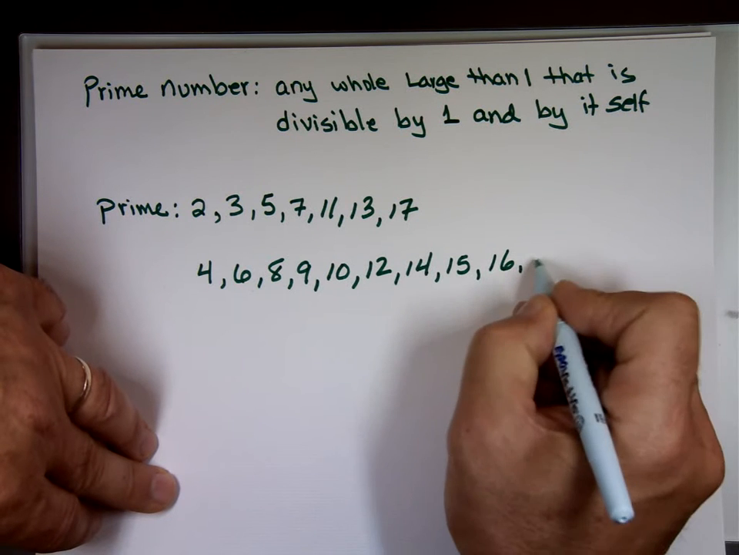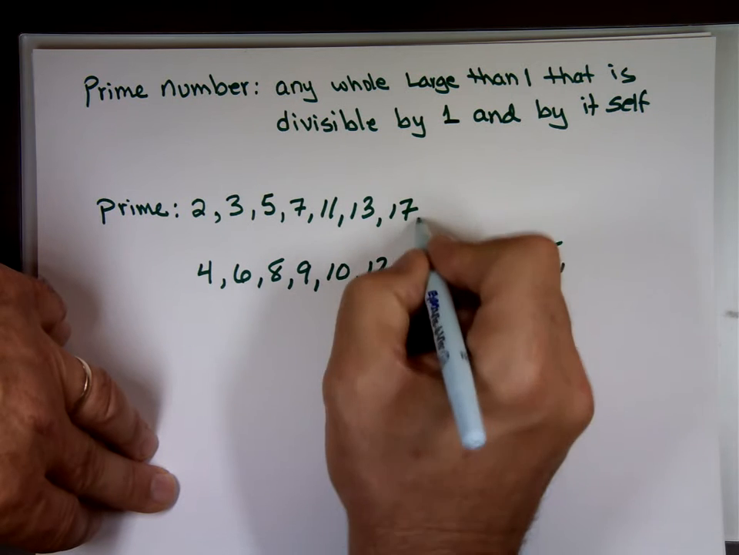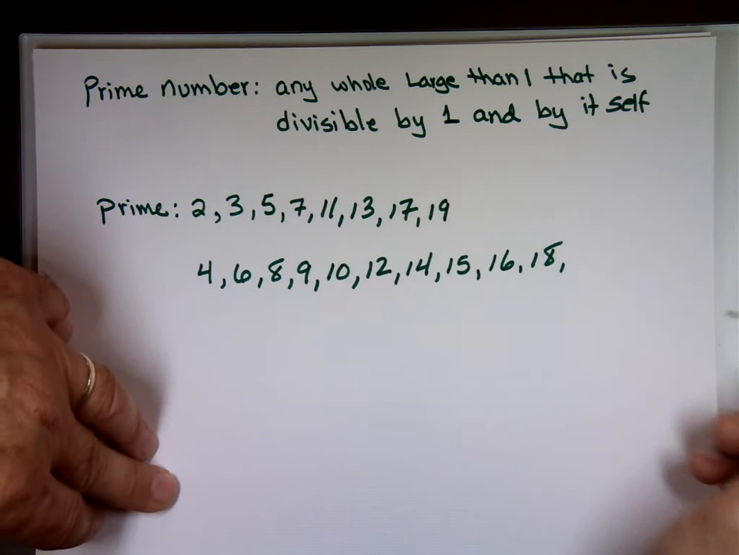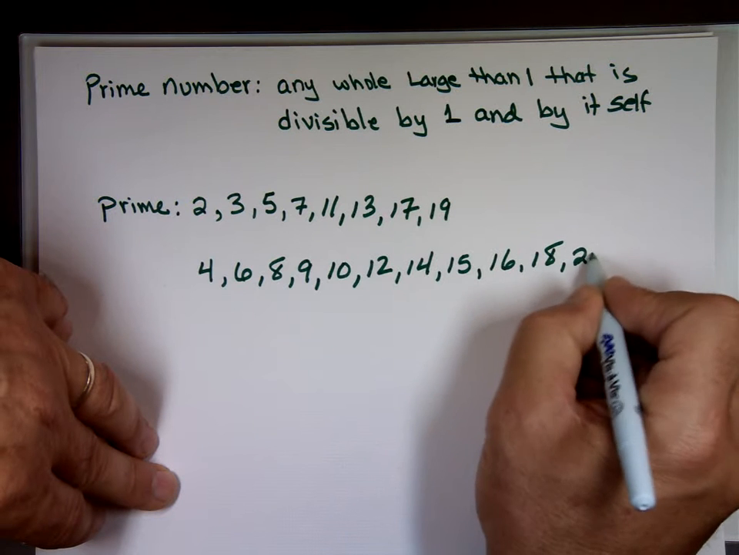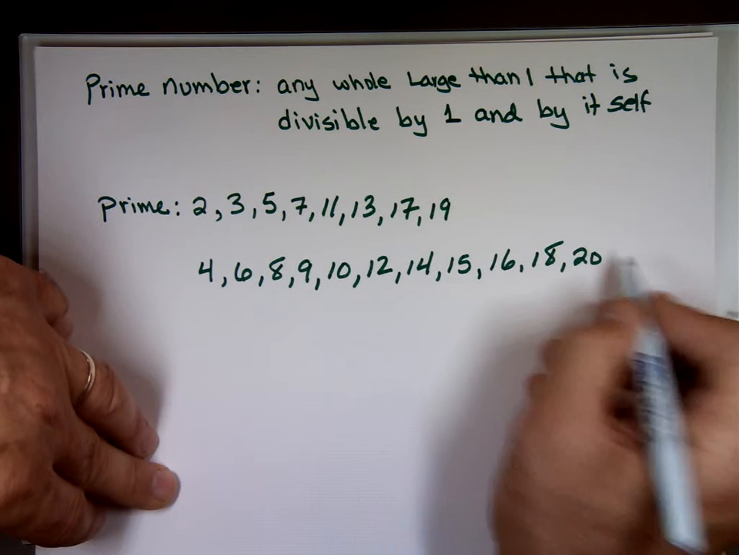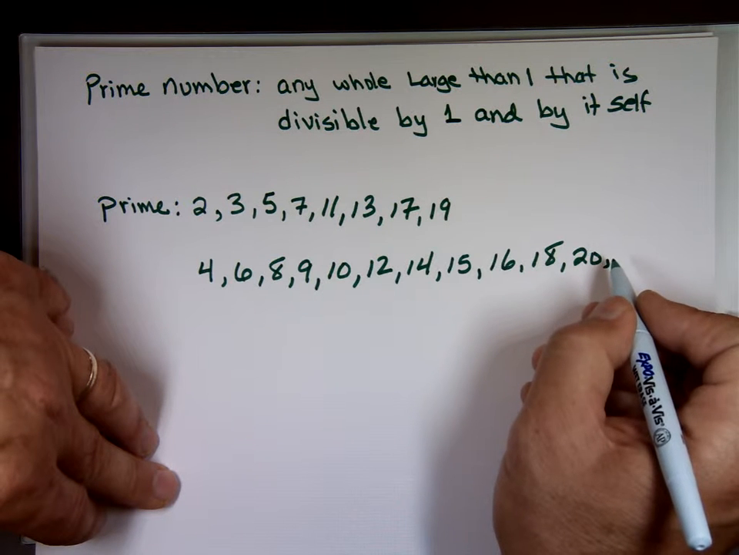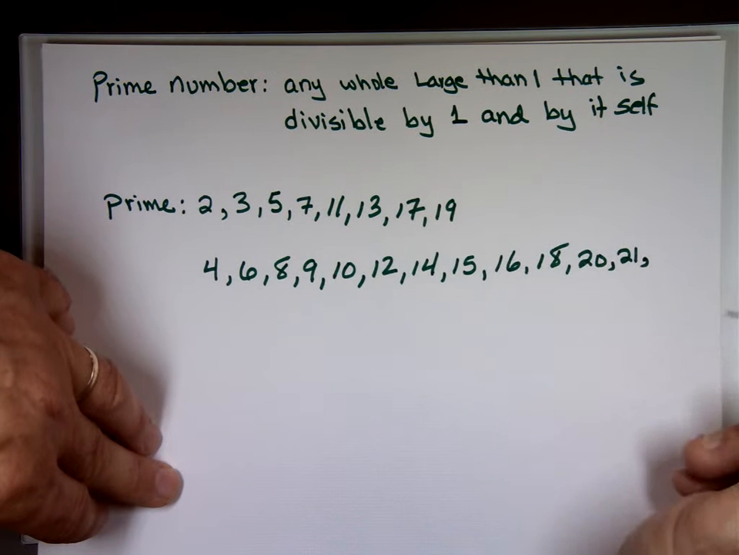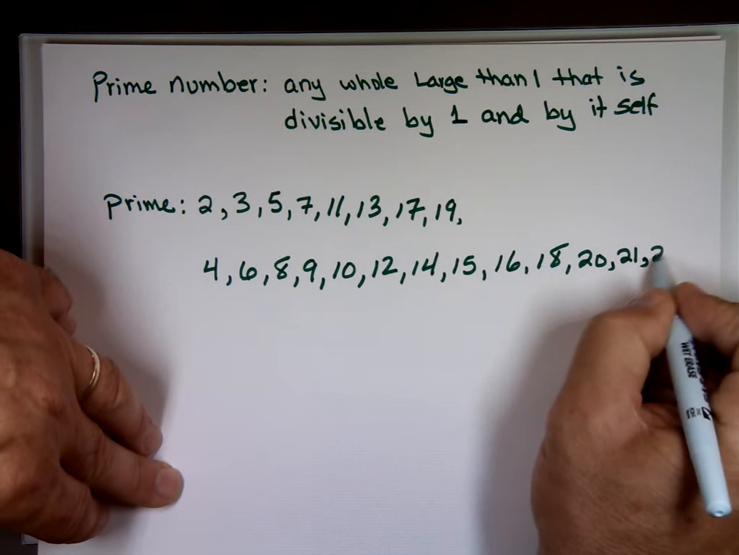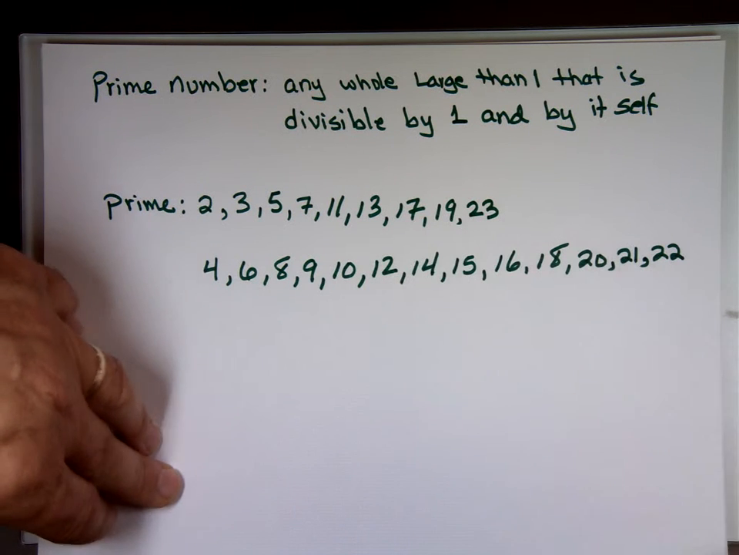18? 19? Yes, you can't divide 19. 20? 21? You can divide 21 by what? By 3, by 7. 22? No. 23? Yes. And I think you get the idea.